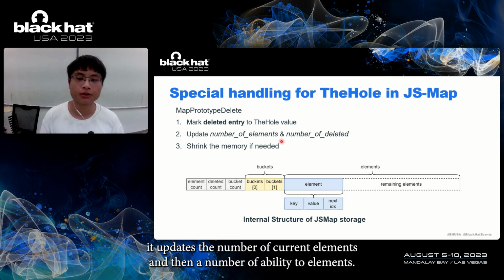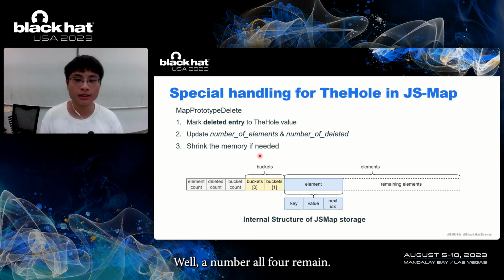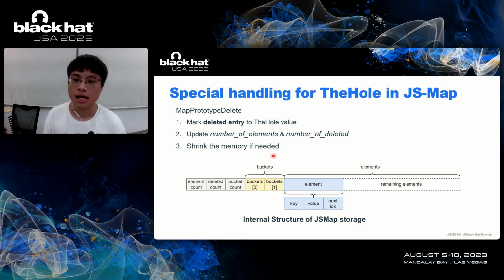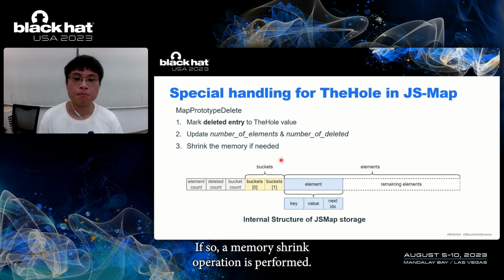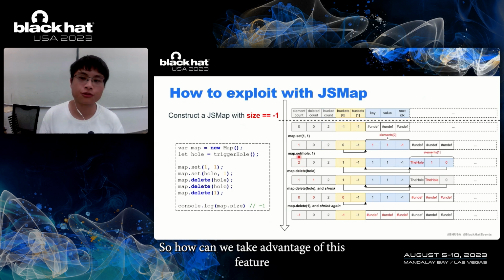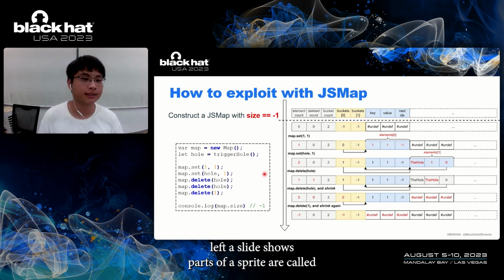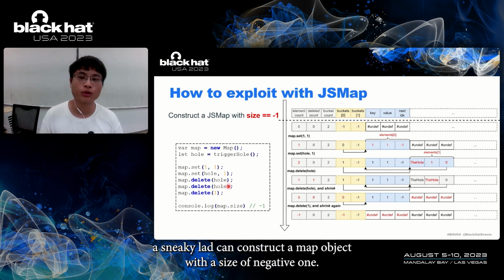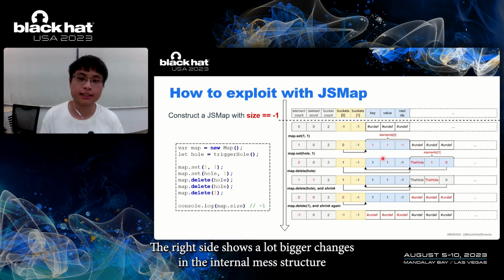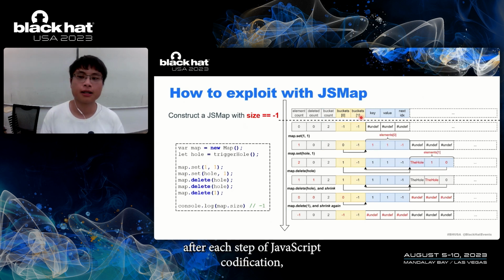Then it updates the number of current elements and the number of deleted elements. Lastly, it checks whether the number of remaining elements is less than half of the number of hash buckets. If so, a memory shrink operation is performed. So how can we take advantage of this feature? The left side shows parts of the exploit code snippets that can construct a Map object with a size of -1. The right side shows the data changes in the internal Map structure after each step of JavaScript code execution.